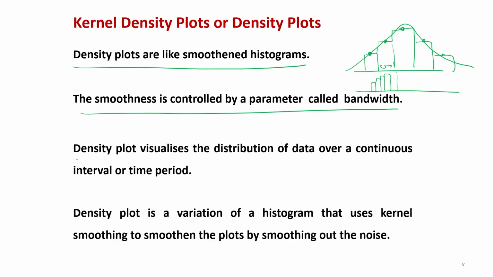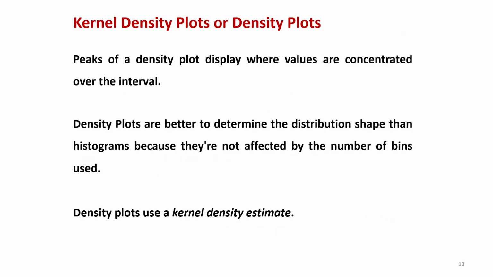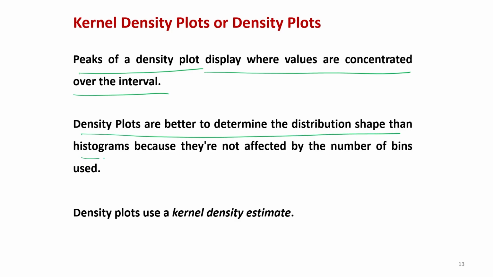And a density plot actually visualizes the distribution of data over a continuous interval or time period, and it is essentially a variation of histogram that uses kernel smoothing to smoothen the plots by smoothing out the noise or the randomness. Right. The peaks in the density plot display where the values are concentrated over the interval, and density plots are better to determine the shape of the distribution than the histogram, because the density plots are not affected by the number of bins, meaning the number of bars or their width.